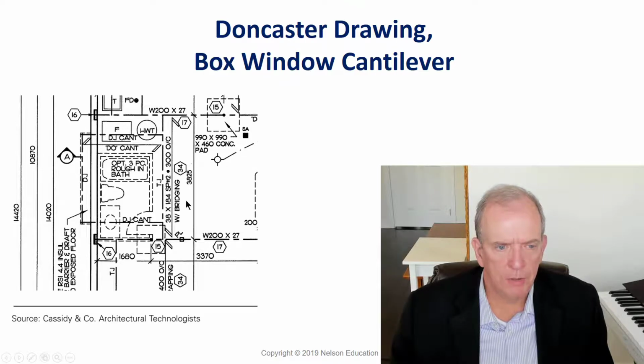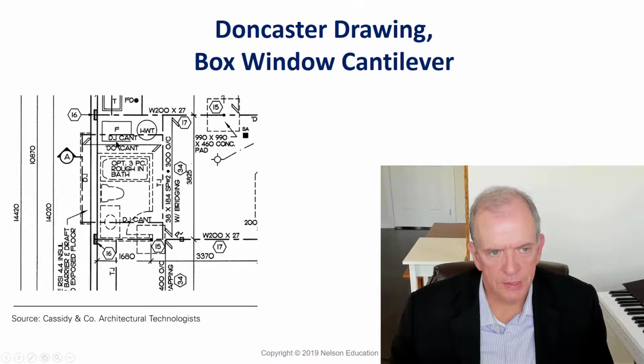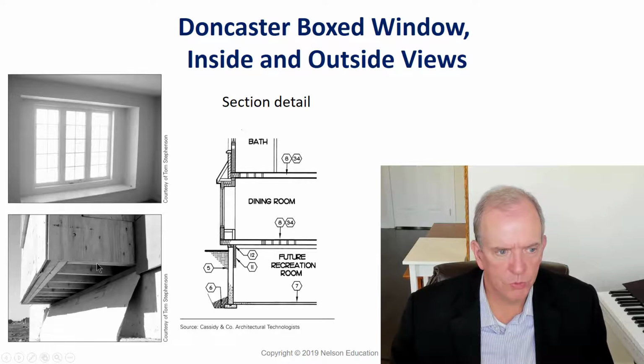So here's an example on the drawings from your textbook, the Doncaster house. This is being cantilevered out. And so you see how far back, and that's why it says double joist cant, triple joist, double joist cant. And that's pushing this to a box window that sticks outside. So the box window is this window on the outside that sticks out. This is what it looks like on the inside. This is what the detail looks like.